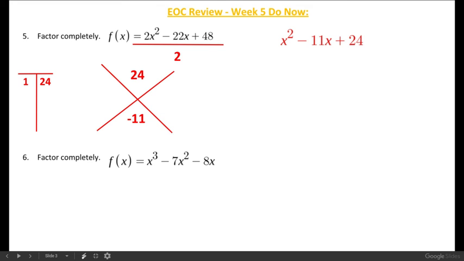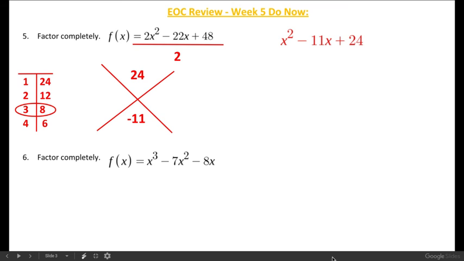So 1 and 24, 2 and 12, 3 and anything? Yeah, 3 and 8, 4 and anything? Yeah, 4 and 6, and 5 doesn't work. So those are all of our factors. So out of our list of factors, which pair can somehow add or subtract to 11? That would be 3 and 8, right?